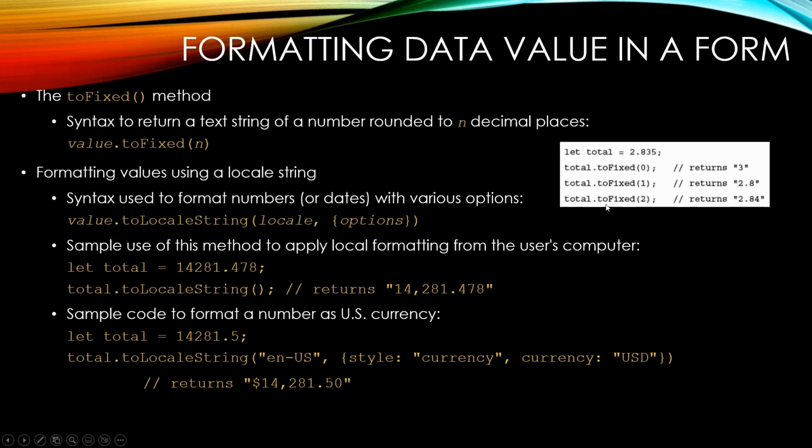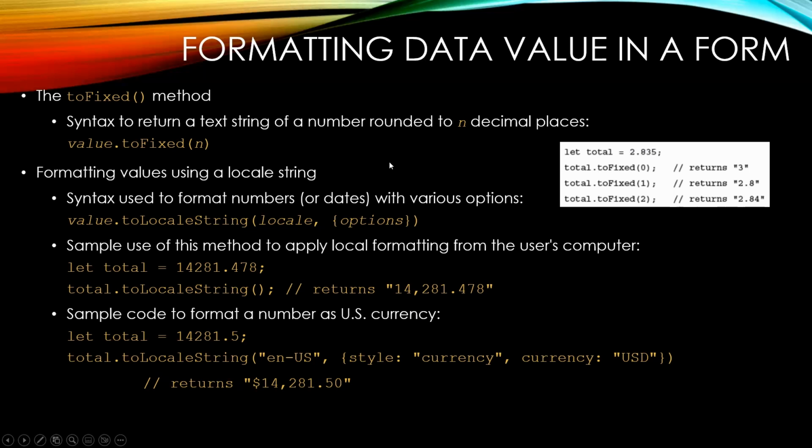So for example, here I've got a variable total and it's got 2.84. I could say toFixed with 0 and it's going to round 2.8 to 3. If I'm going to fix it with 1 decimal place, 3 rounds to 8, so 2.8. If I want 2, the 3 will round to a 4 because there's a 5 after it, so 2.84.